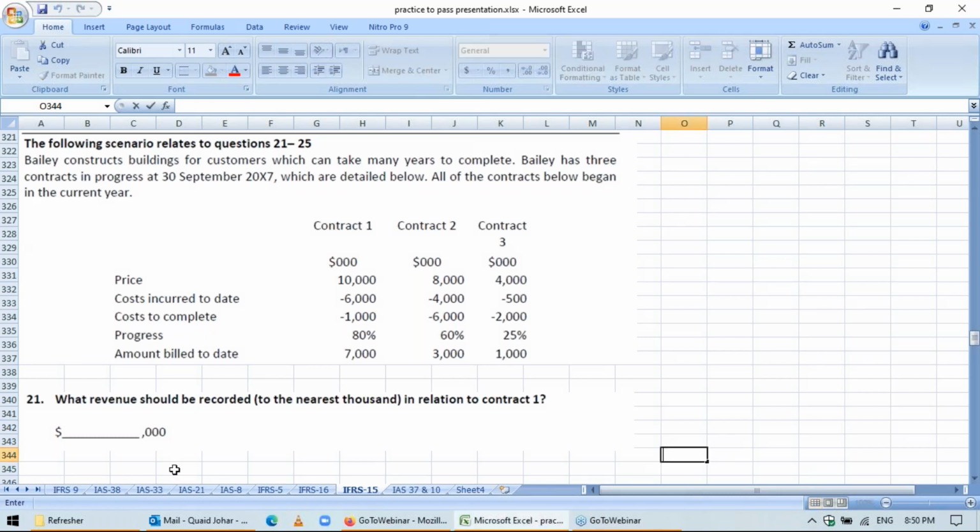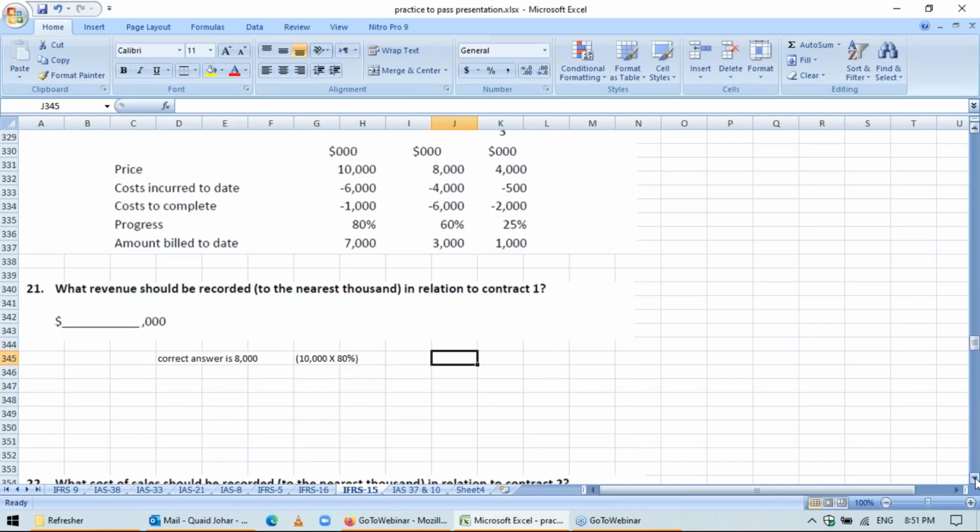So the correct answer is 8,000. I'm writing it this way because you have to mention it in thousands. And how do I arrive at 8,000? It is 10,000 multiplied by the progress of the work, which is 80%. Now, as 80% of the work has been completed, the company has provided 80% of the services to the buyer, so they can record this much amount, which is 8 million. So the correct answer is 8 million. Okay, moving on to question number 22.